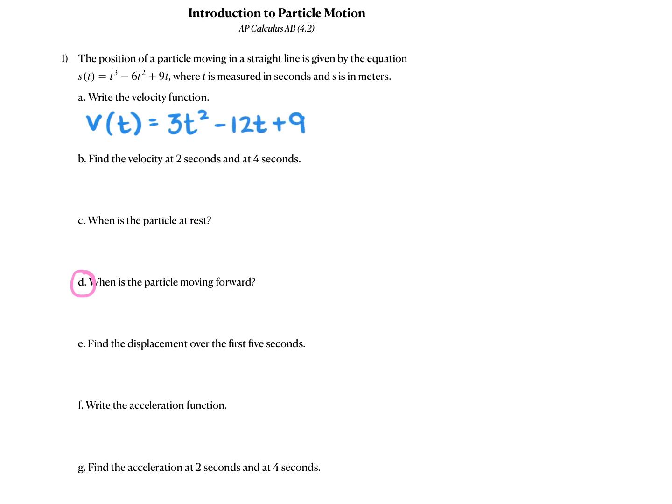Okay. And then the other question I'm going to need to know is this one here. When is the particle at rest? Okay, well, at rest means that I'm looking for a place where my velocity is equal to 0. So let's take that velocity that I just found, the 3t squared minus 12t plus 9, and set it equal to 0.